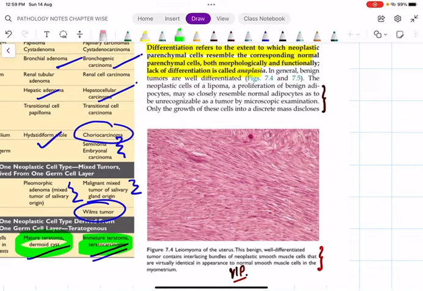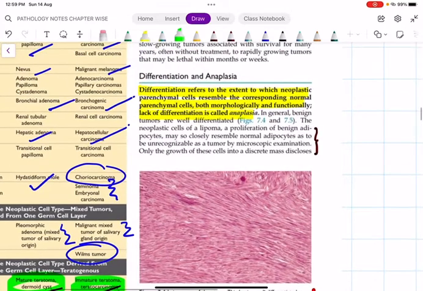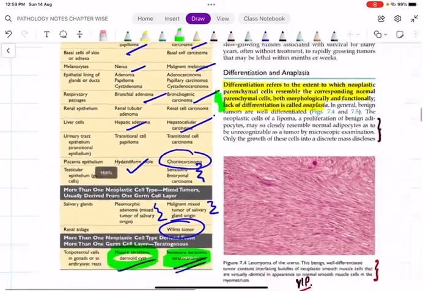the treatment protocols. Whenever there is a lack of differentiation, both morphologically and functionally, that is called anaplasia. So when someone asks you to define anaplasia, don't simply say lack of differentiation. Lack of differentiation, both morphologically and functionally, we call anaplasia.